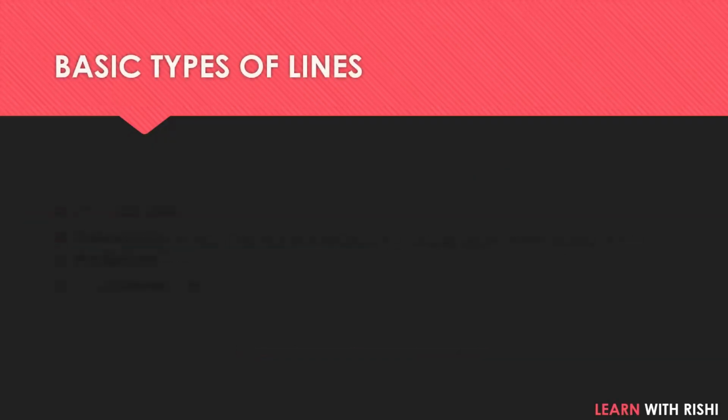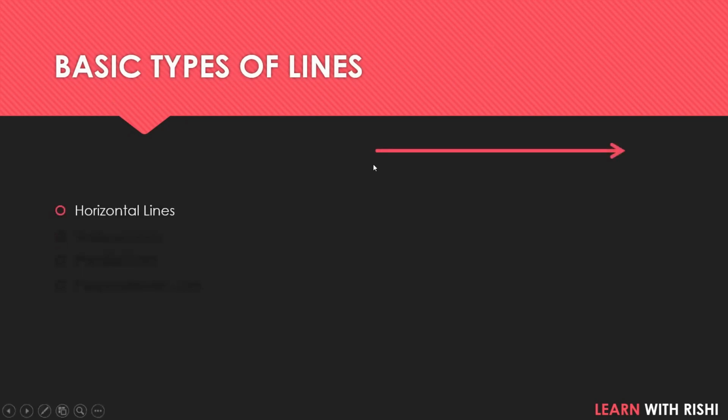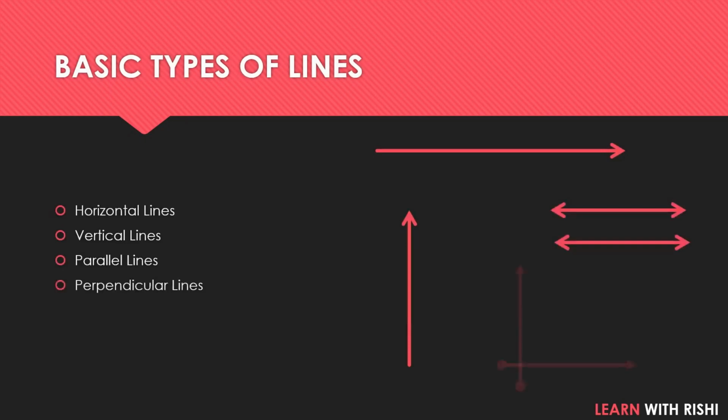Now we'll move to the basic types of line. There are basically 4 types of line. First one is the horizontal line. As you can see in the figure, this is our horizontal line. Second one is the vertical line. Third one is parallel lines. And fourth one is perpendicular lines. The first figure is a horizontal line. Second, this is a vertical line, which is pointing upwards. The horizontal line goes from the left side to the right side. The vertical line goes from downward to upward direction.